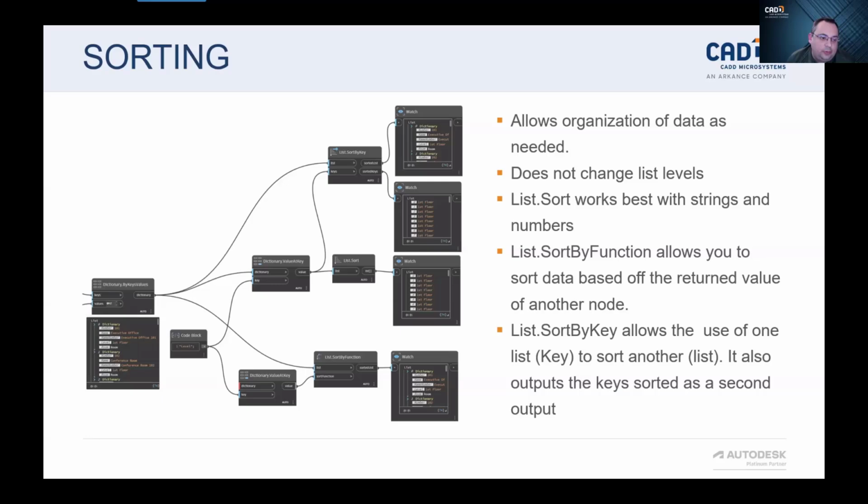But the 2 more frequent ones are sort by key, which requires both the items that are being sorted and a list with the exact same count. And that's what's going to be used to organize the other one. And then there's sort by function.